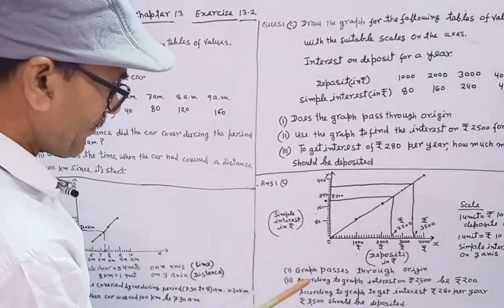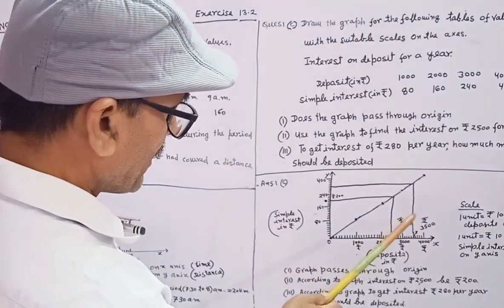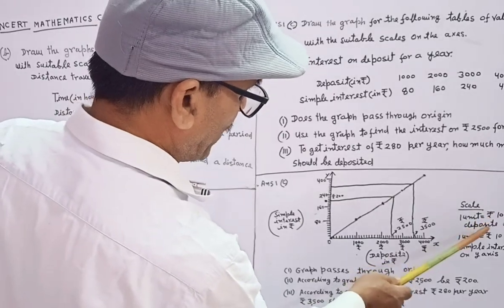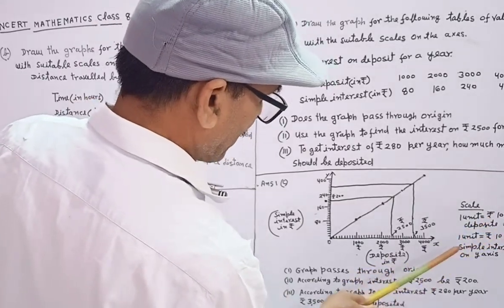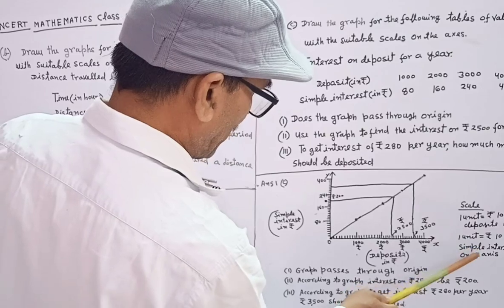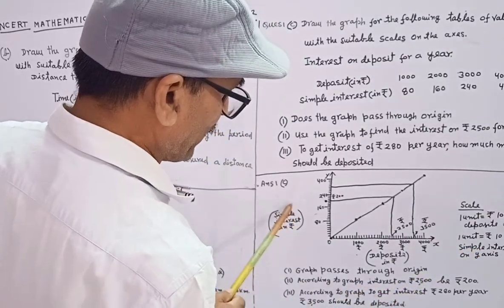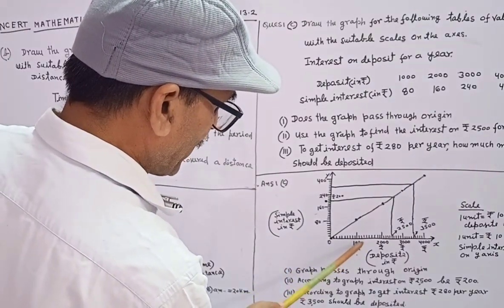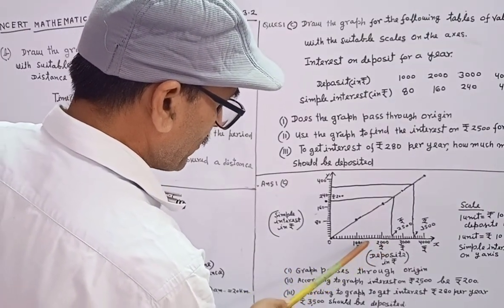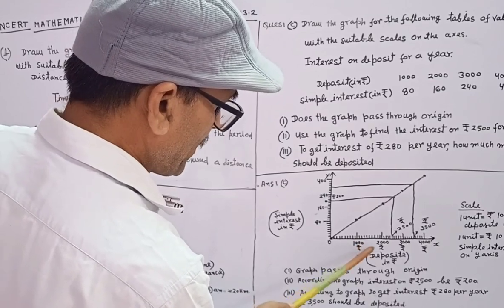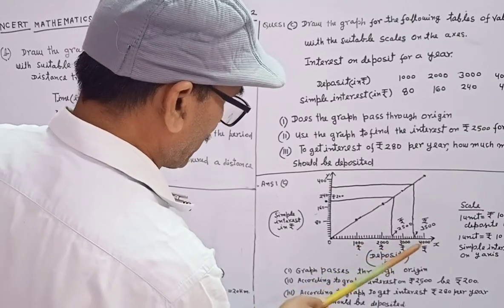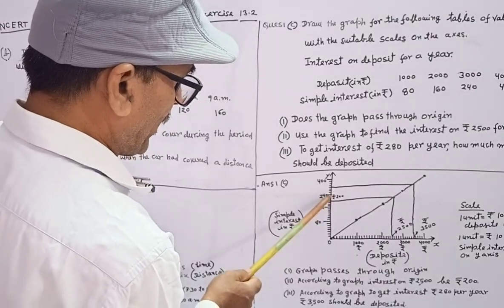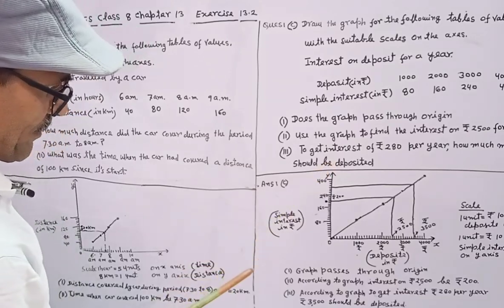Here the scale, 1 unit equals rupees 1000 deposit on the x-axis. 1 unit equals rupees 10 simple interest on the y-axis, that is shown in the graph. 1000 rupees, 2000 rupees, 3000 rupees, 4000 rupees, on the interest 80 rupees, 160, 240 and 400.